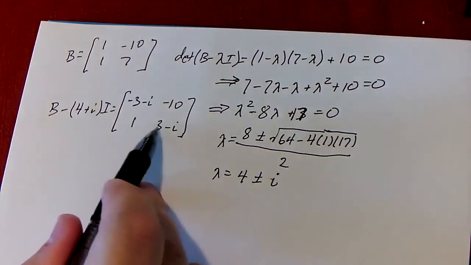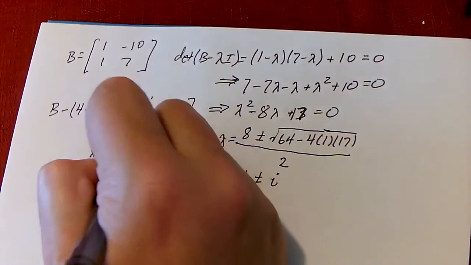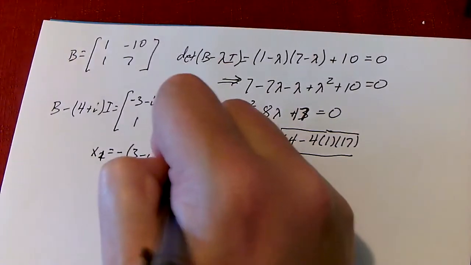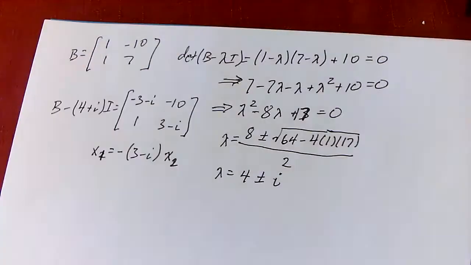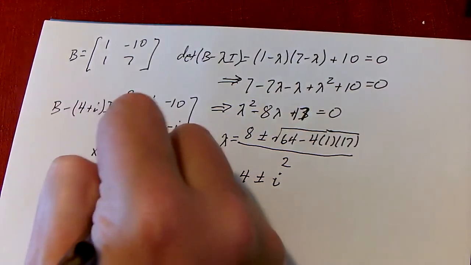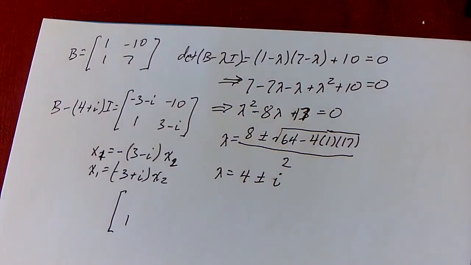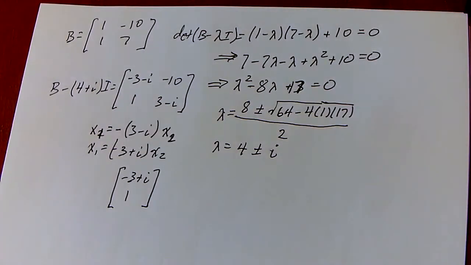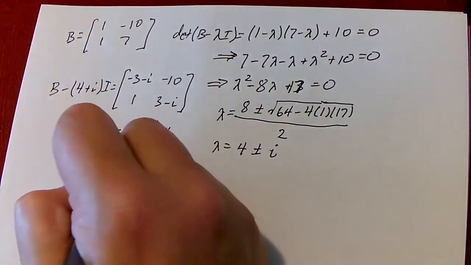Okay, so again, I'm going to use that bottom equation because it's just x2. So I have x2 is equal to negative 3 minus i x1. I'm sorry, I said that backwards. x1 is equal to negative 3 minus i x2. Okay, I'm using that bottom equation because it's a little easier to write the equation there. Okay, so that means that x1 is negative 3 plus i times x2. So my vector then is going to have 1 for x2 because that's easy to deal with, and negative 3 plus i for x1. Okay, and this was lambda equals 4 plus i.